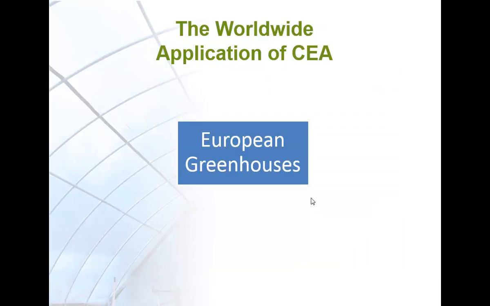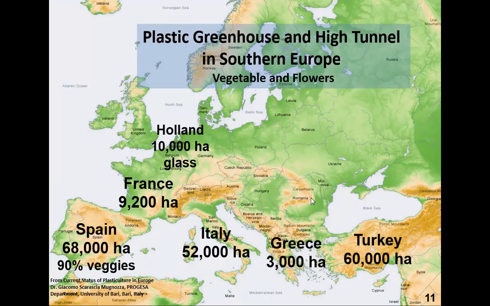We'll look around the world and begin with European greenhouses. Plastic greenhouses and high tunnels are indicated here, with Spain, Italy, and Turkey having large amounts of greenhouses and high tunnels. Holland with many 10,000 hectares of glass houses. Spain, 90% of their greenhouses being vegetable.